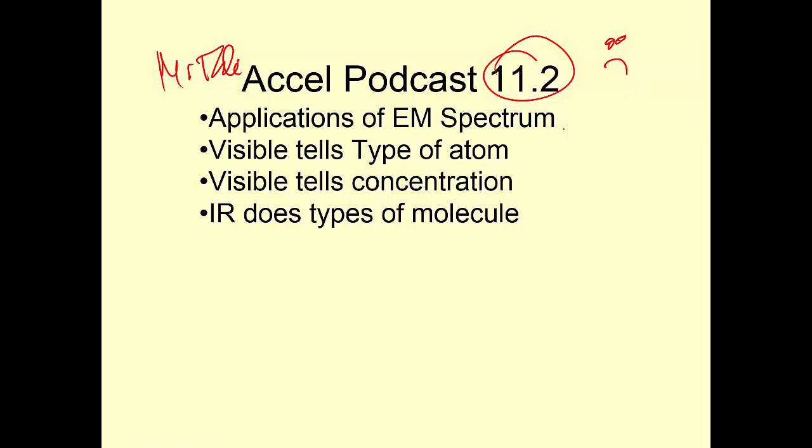We're going to look at applications of the electromagnetic spectrum. Visible light tells you the type of atom. Visible light tells you the concentration. And infrared radiation does types of molecules. So let's go ahead.